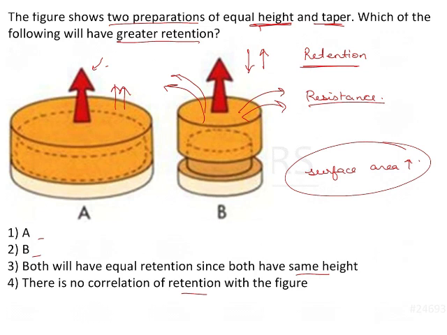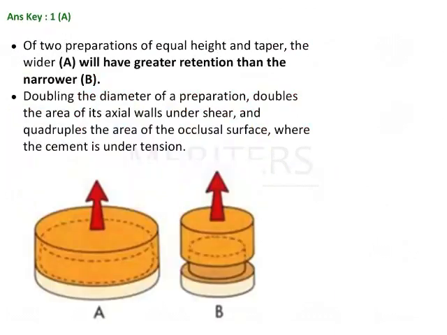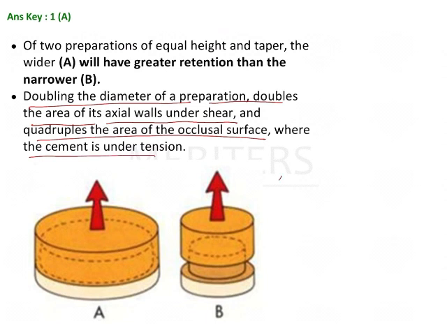If you double the diameter of the preparation, it doubles the area. Read this: doubling the diameter of preparation doubles the area of its axial walls under shear and quadruples the area of occlusal surface where the cement is under tension. So in this kind of a feature, the luting cement is going to play a vital role. Because the area of cementation is greater, if you double the area, then the amount of occlusal load it can take up is 4 times greater. Okay, so of the two images, A will have greater retention form.